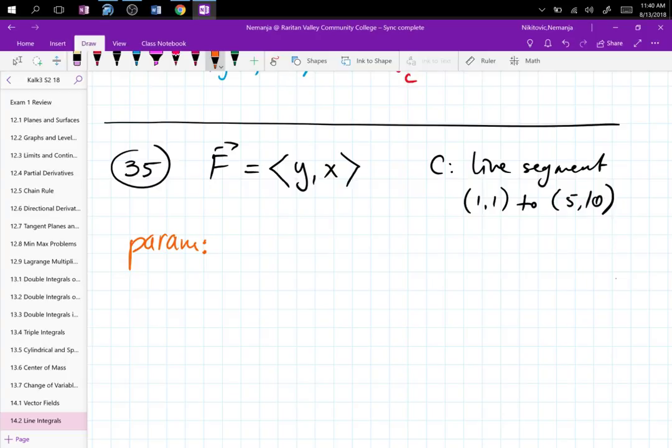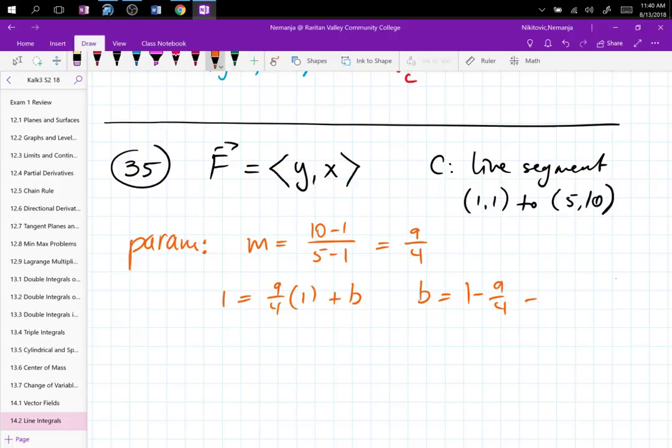So I have my slope m to be (10 minus 1) over (5 minus 1), which gives me 9 over 4. Now I have to use a point, let's say (1, 1), to compute the b. So 1 is equal to 9 over 4 times 1 plus b. So b is equal to 1 minus 9 over 4, which is negative 5 over 4. And I have my equation y equals 9/4 x minus 5/4. So this was your elementary algebra to find the equation of the line having 2 points.